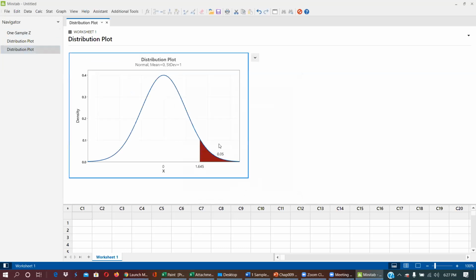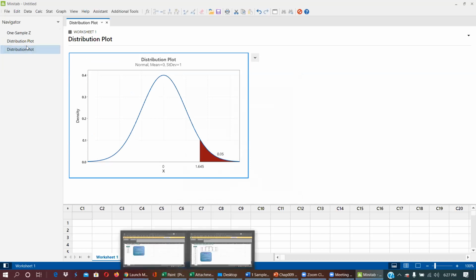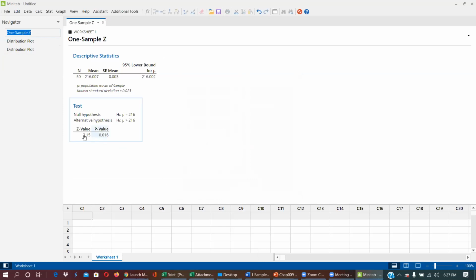As you know, after 30, if the sample size is more than 30, Z and T become almost the same. So 1.645 is the critical value right here at 5%. So this is the reject region. Any value above 1.645 is rejected. So look into this. What value did we get here? We get 2.15.